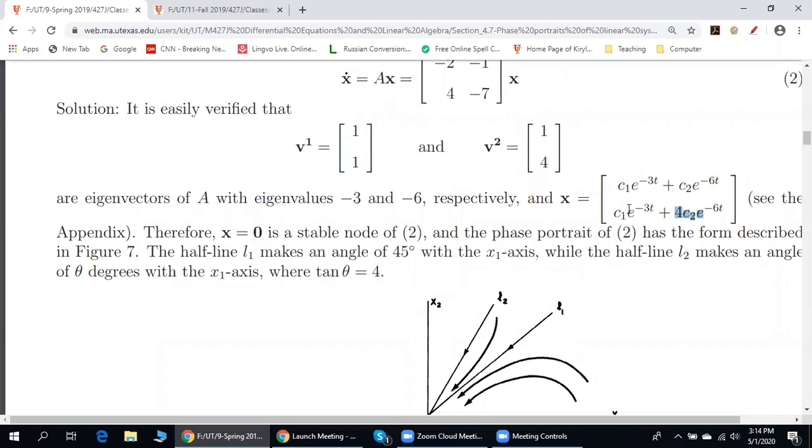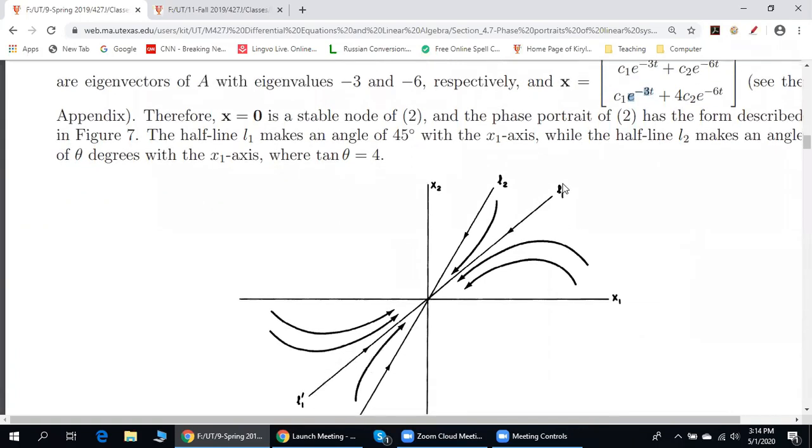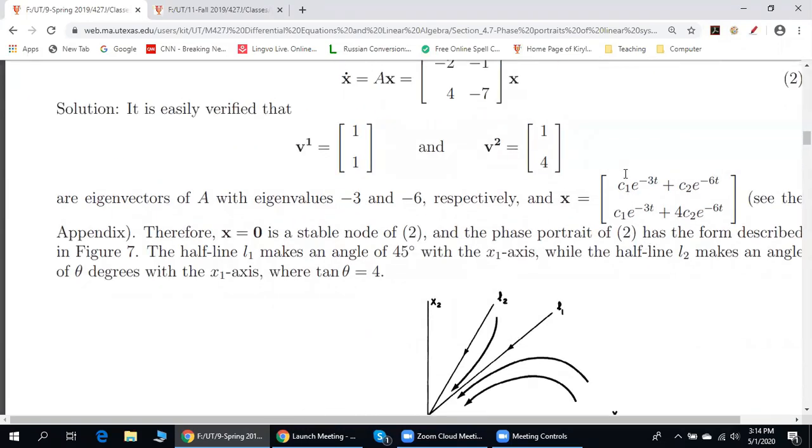If C1 is 1, then x1 is this, x2 is same thing. So, since x1 and x2 is same expression, x1 is equal to x2. And the graph of x1 is equal to x2 is this line. Similarly, if C1 is equal to 0, and C2 is equal to 1, then x1 is this, x2 is 4 times this.